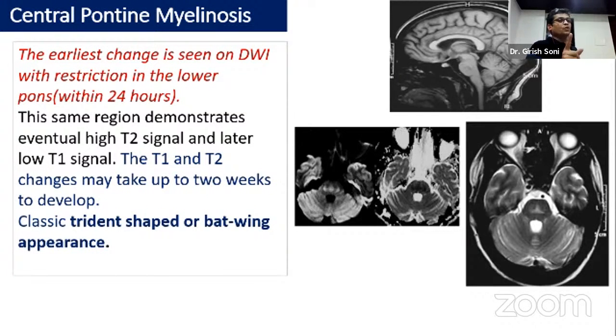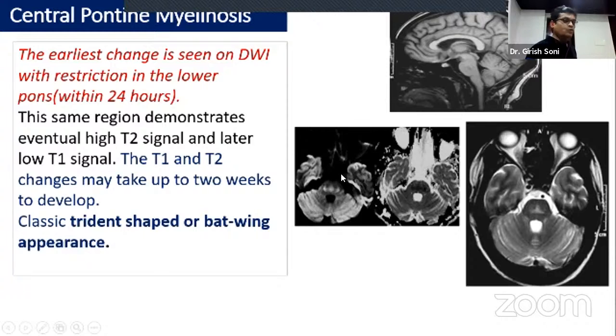MRI usually doesn't show changes within 12 to 24 hours. The earliest change on MRI, seen between 12 to 24 hours, is diffusion restriction. And the classical diffusion restriction is a batwing appearance or trident appearance in the central part of the pons. After that, T2 hyperintense signal comes and FLAIR hyperintense signal comes. The T1 changes may take weeks. And if there is T1 hyperintensity, that indicates slower or incomplete recovery.